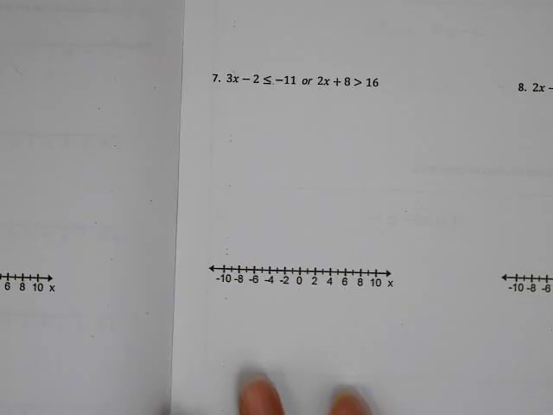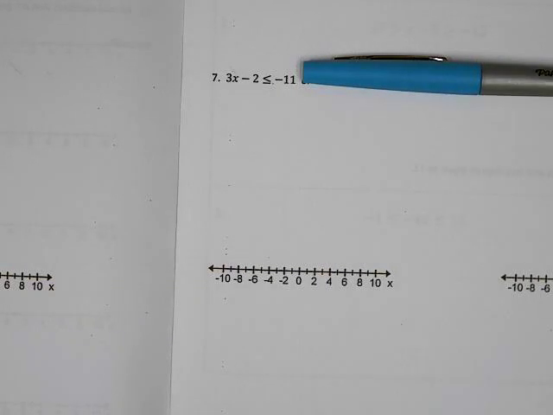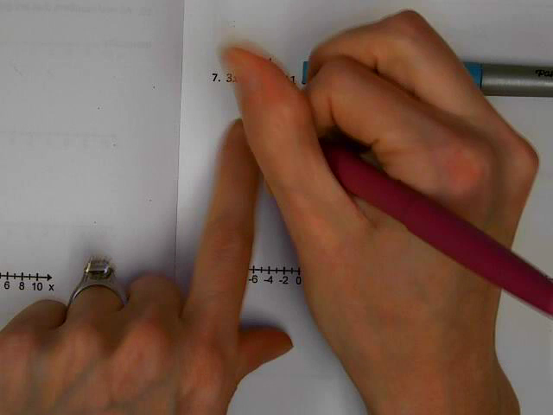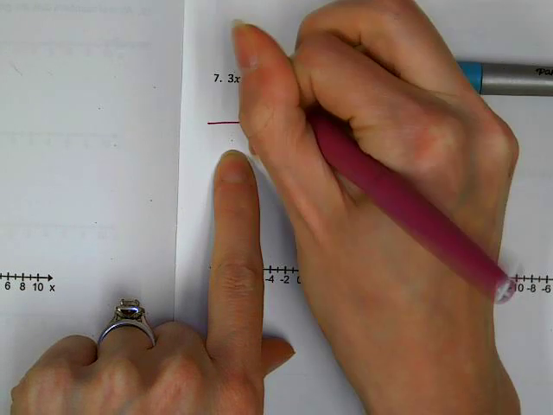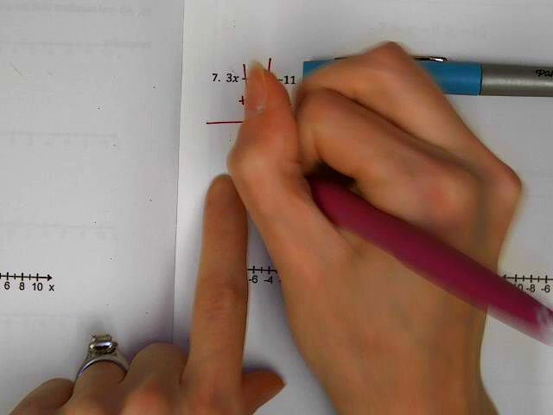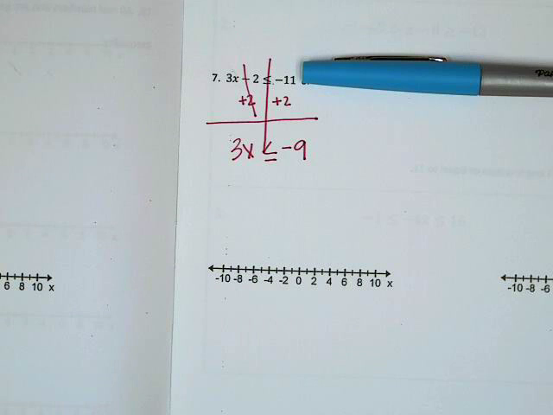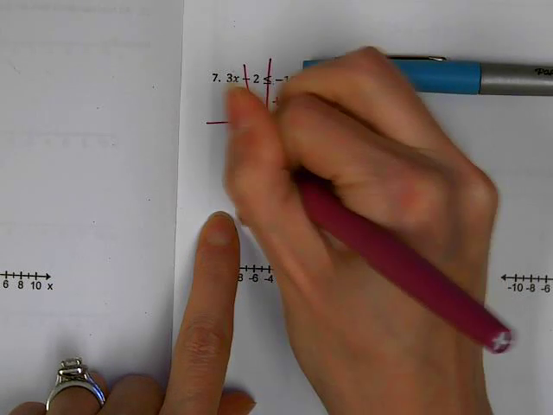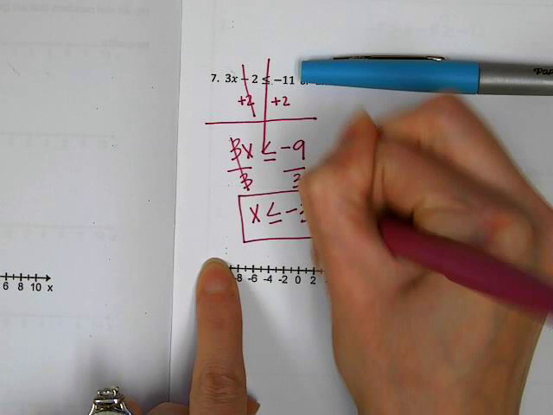Okay, so again with the ors, let's just cover one of them up and just totally solve them separately. Okay, so draw the wall. To undo the -2, we add 2. And these cancel. We have 3x is less than or equal to -9. And then divide by 3, divide by 3. We have x is less than or equal to -3. Okay, that's our first one.